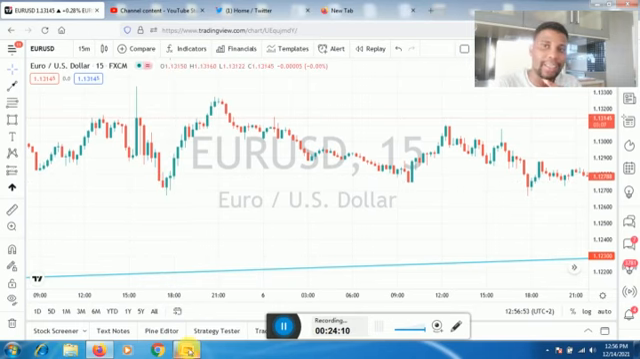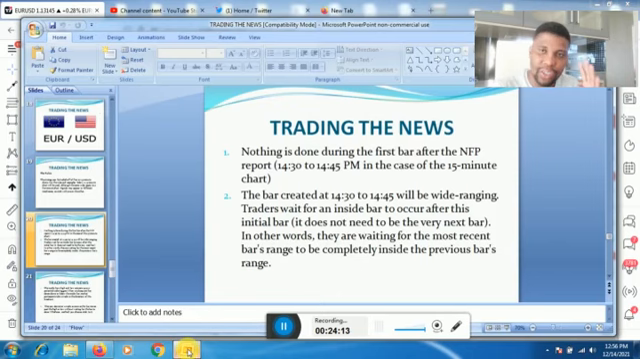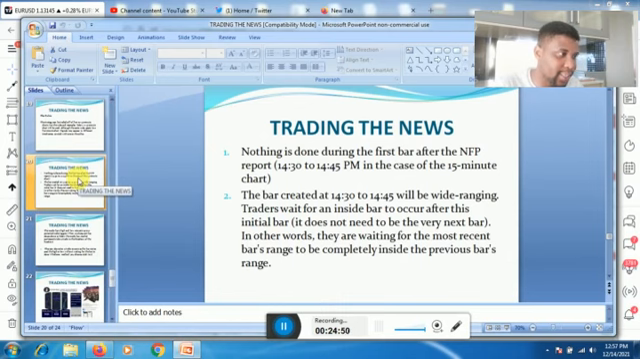Even if it's a bearish case, the rules are the same. So let's go over the rules again. Rule number 1, nothing is done on the first bar after the NFP or the FOMC, right? Number 2, the bar created at 14:30, since we are talking about the NFP, but FOMC usually comes out late at night, around about 8 p.m. or 9 p.m. depending on the daylight saving. So the first bar, we do not do anything, right?